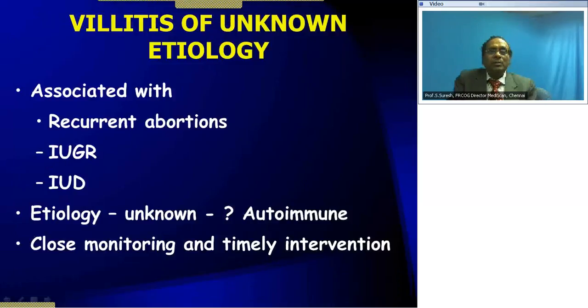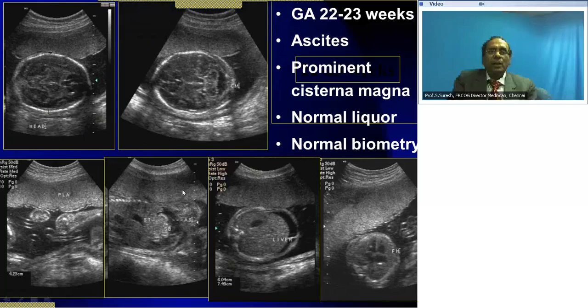So villitis of unknown etiology is associated with recurrent abortions, IUGR, and intrauterine demise. The etiology is actually unknown, but there have been reports of recurrent pregnancy losses where villitis of unknown etiology was identified. So close monitoring and timely delivery is important.